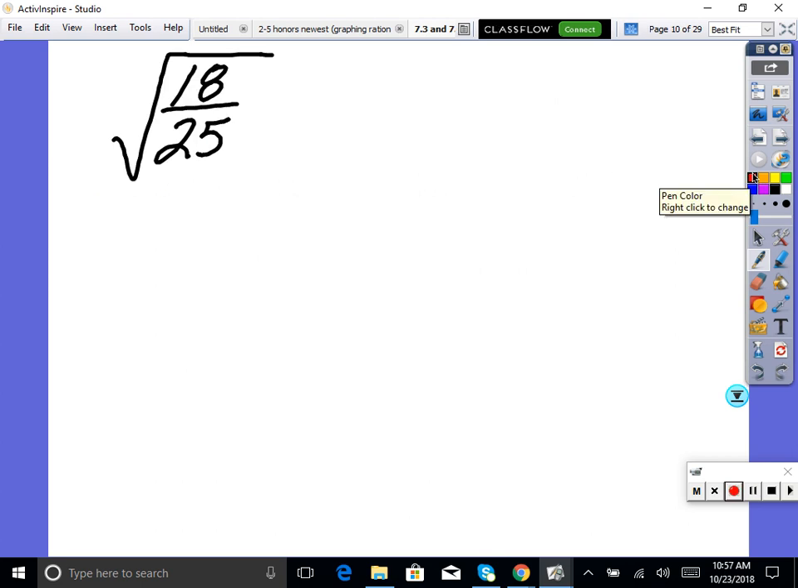Okay, so let's look at this one. Square root of 18 over 25. Does 18 and 25 simplify? No. So what would we do? Split up the top from the bottom. So you'd say, okay, so on top I have the square root of 18. On the bottom I have the square root of 25.